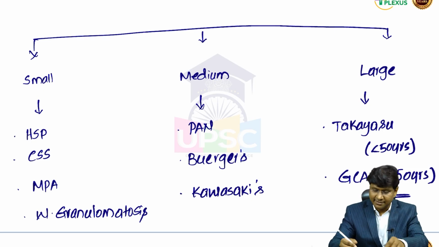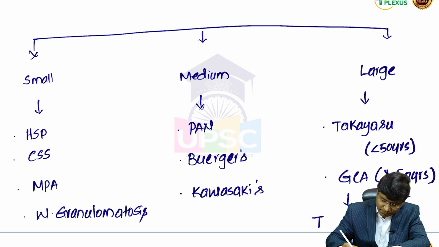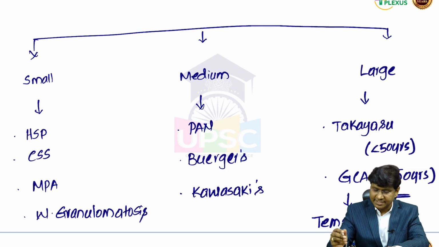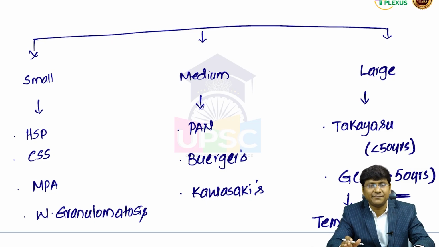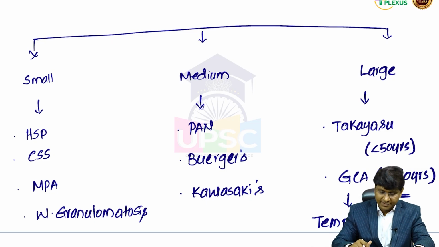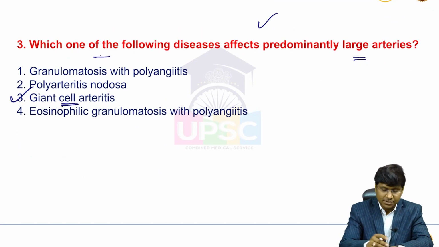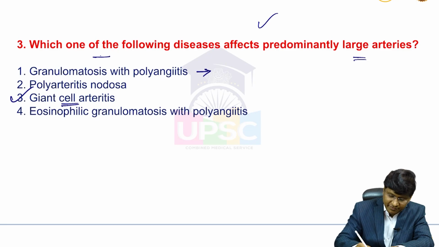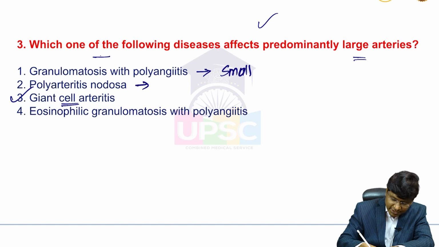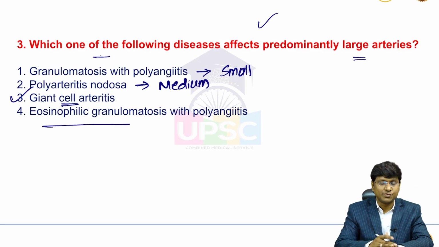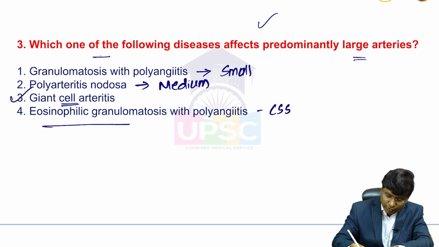Okay, so this giant cell arteritis, this is also called as the temporal arteritis, right? Also called as temporal arteritis because the most common vessel that is being affected is the temporal artery, right? Now, so if you see the question, the answer is the giant cell arteritis. So granulomatosis with polyangiitis, that will be Wegener's granulomatosis. This will be small vessel vasculitis. Polyarteritis nodosa, this will be the medium vessel vasculitis. Then eosinophilic granulomatosis with polyangiitis, this is Churg-Strauss syndrome, which is a small vessel vasculitis.